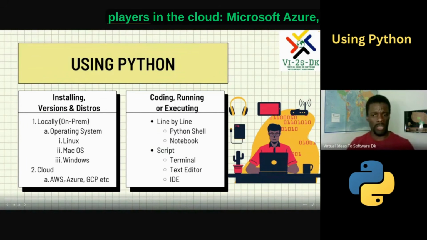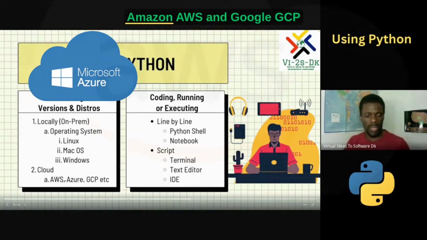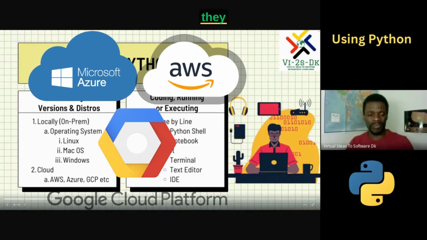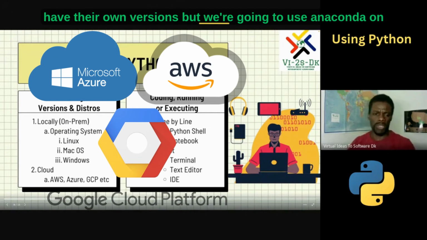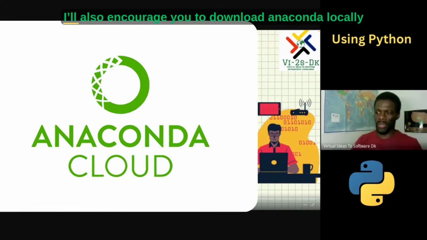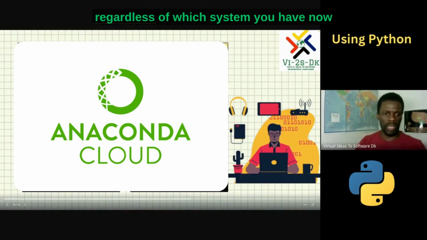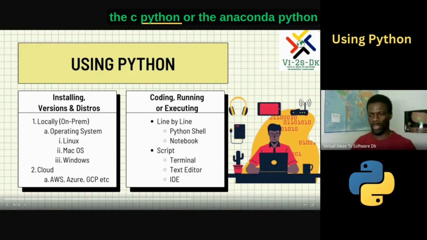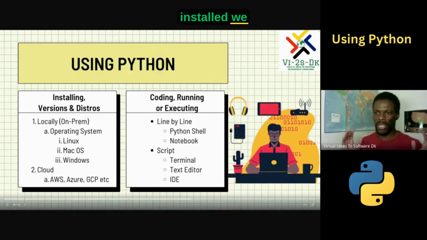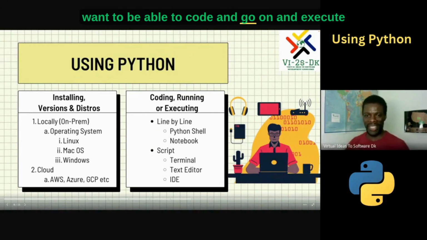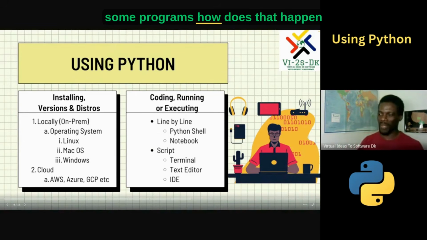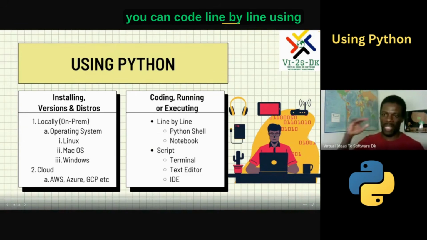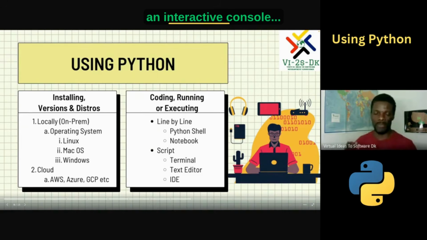We talked about the major players in the cloud, Amazon and Google. They have their own versions, but we're going to use Anaconda on the cloud because I'll also encourage you to download Anaconda locally, regardless of which system you have. Now that we've gotten the CPython or the Anaconda Python installed, we want to be able to code and run and execute some programs. How does that happen? You can code line by line using an interactive console.